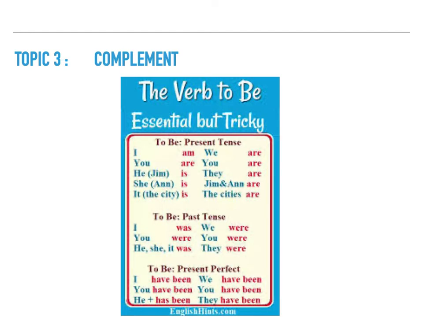These are the to be verbs I was telling you earlier. Am, are, is, these are present tenses. The cities are, you are, we are. To be past tenses: was and were for plural and was for singular. I was, we were. That is just for your reinforcement. And for present perfect, have been, has been, we have been, you have been. So all these verbs are called to be verbs.